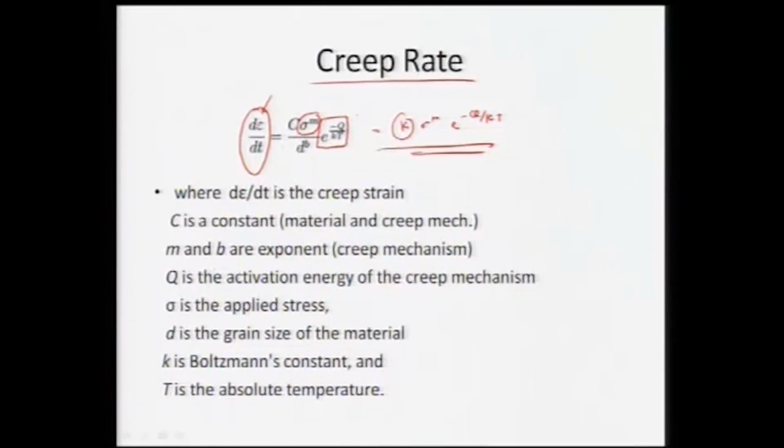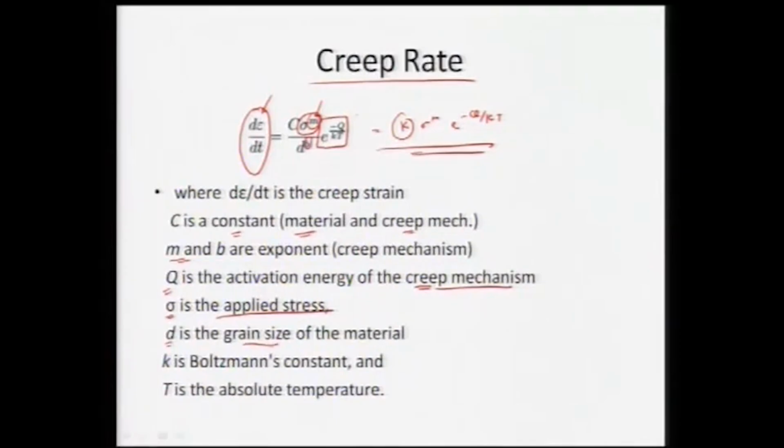C is a constant which depends on the material and the creep mechanics, how the creep is really occurring. m and b are the exponents: m is the stress exponent, b is the grain size exponent, and Q is the activation energy of the creep related to the creep mechanism. Depending on which creep mechanism is active, we will have a corresponding Q, or the activation energy related to that. Sigma is the applied stress. As we have very high stress, this exponent will dictate the material response to that particular applied stress level. d is the grain size.